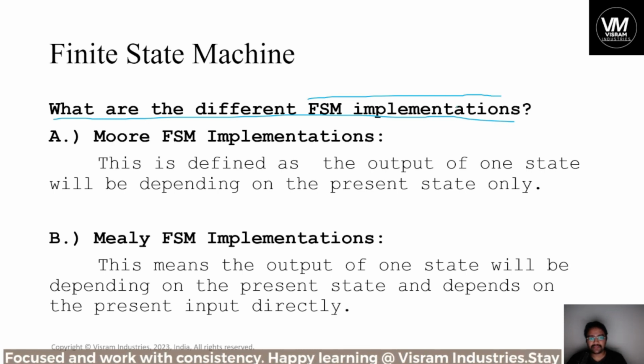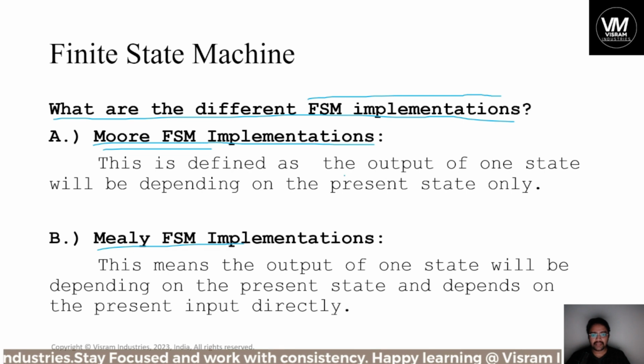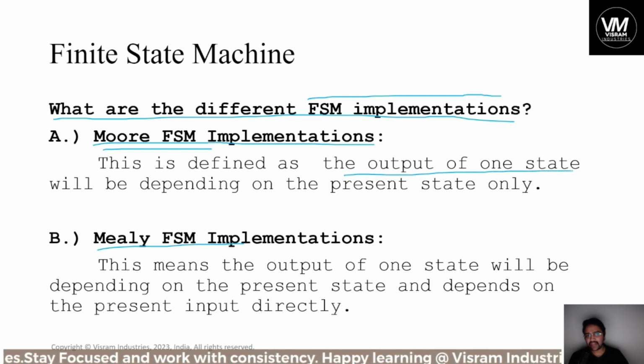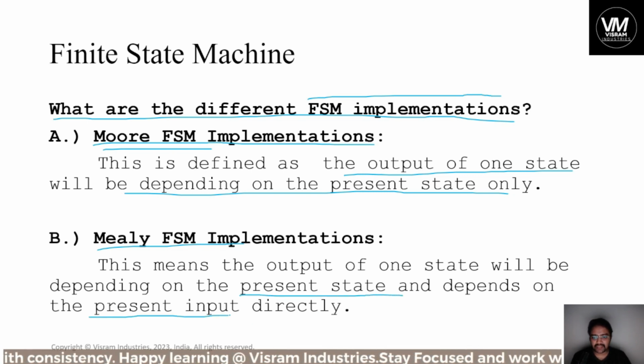So what are the different FSM implementations? It is nothing but how the FSM is applied or developed, how we get the hardware architecture from the FSM implementation. We get it from Moore and Mealy FSM implementations. We understood from yesterday's class that in a Moore FSM, the output block depends on the present state only. But for the Mealy FSM, the output depends on both the present state and the present input directly.